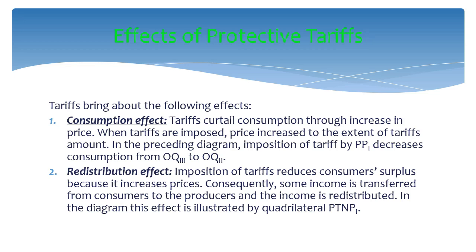2. Redistribution effect. Imposition of tariffs reduces consumers' surplus because it increases prices. Consequently, some income is transferred from consumers to the producers and the income is redistributed. In the diagram, this effect is illustrated by quadrilateral PTNP1.